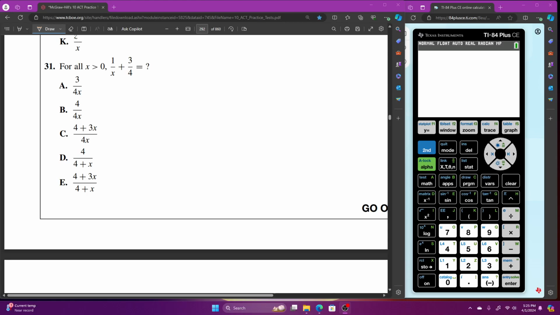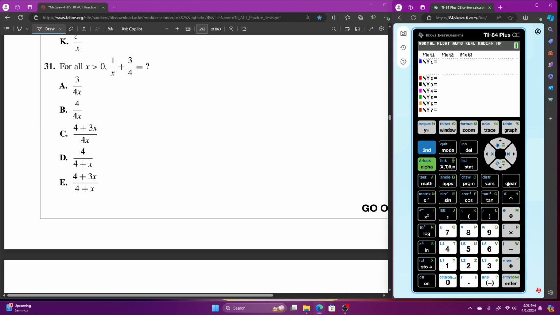Alrighty guys, here we go. We are moving forward with our ACT math practice on question number 31. And we've got a couple options for this question. We can either use our pick a number strategy and back solve, or we could turn this equation into a graph. Why not graph it?